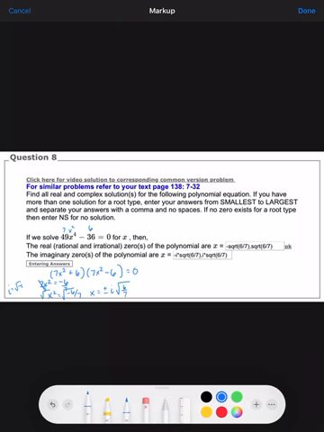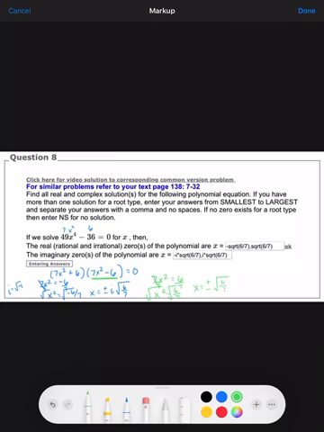Okay, now I'm going to look at this second one right here, and I'm going to do the same thing. I'm going to just solve. So I get 7x squared, when I move the 6 over, it's going to be equal to positive 6. Divide both sides by 7. I get x squared equals positive 6 over 7. Take the square root. So x equals plus or minus the square root of 6 over 7.